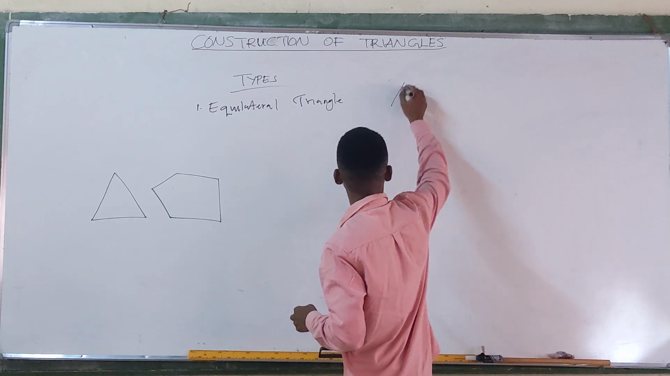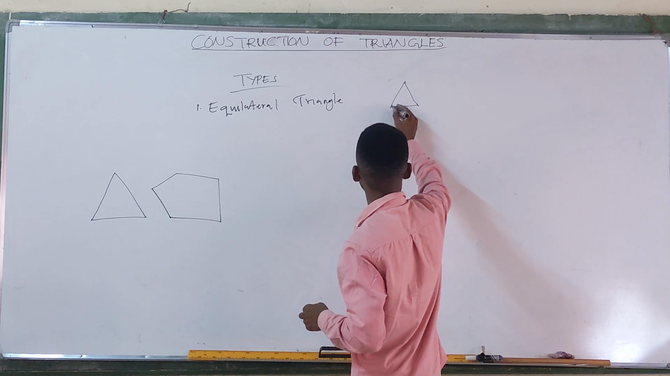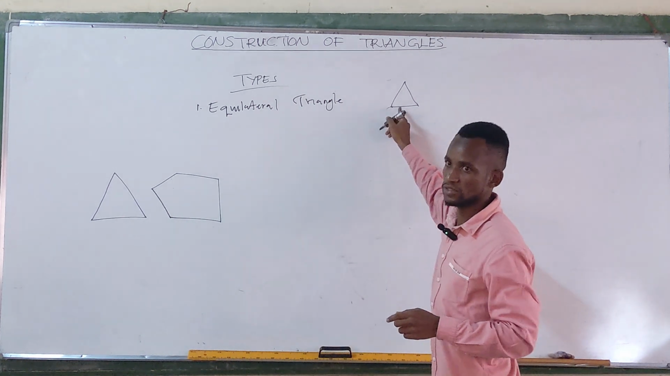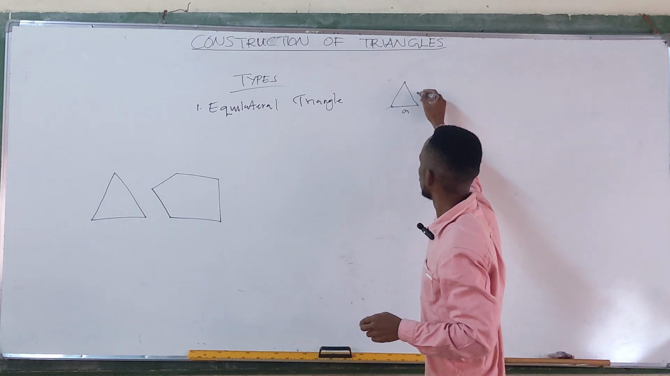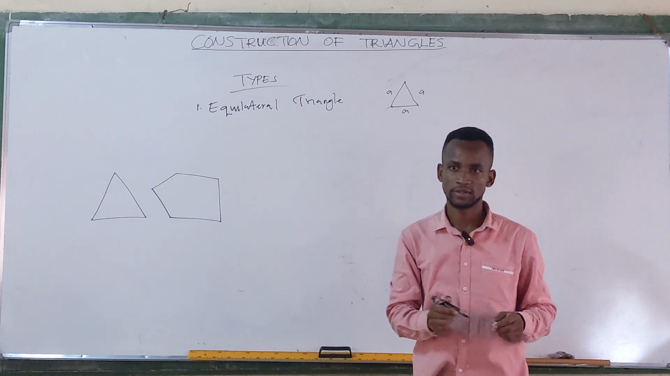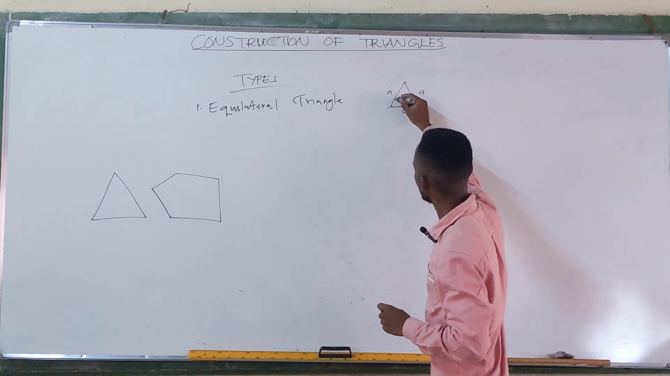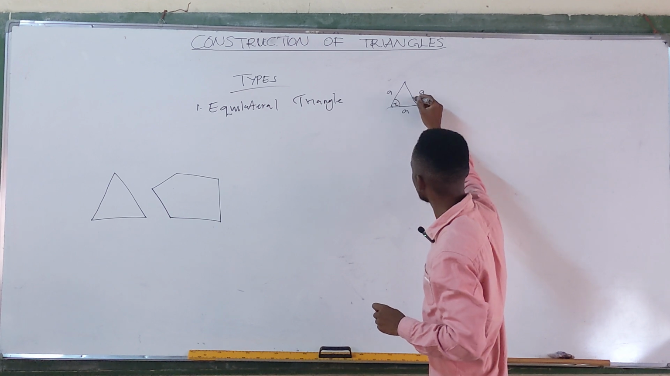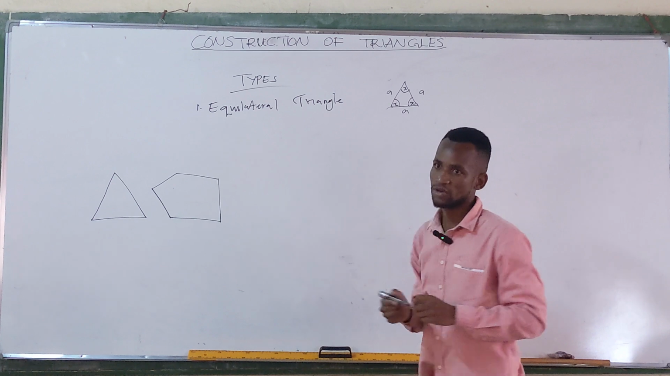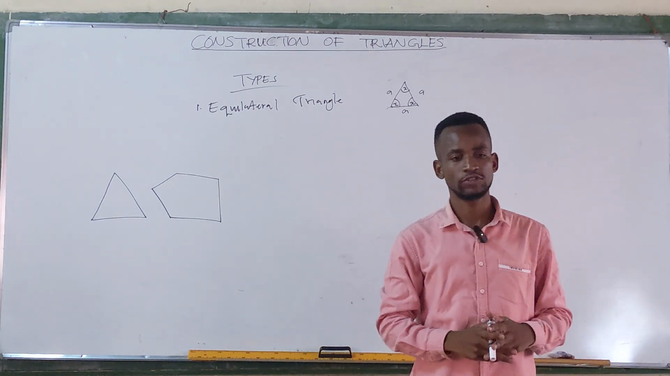So this triangle will be like this. If this side here is A, you expect this side here to be A and that side there to be A. If the angle here is X, you expect the angle there to be X and that angle there to be X. So that is an equilateral triangle.